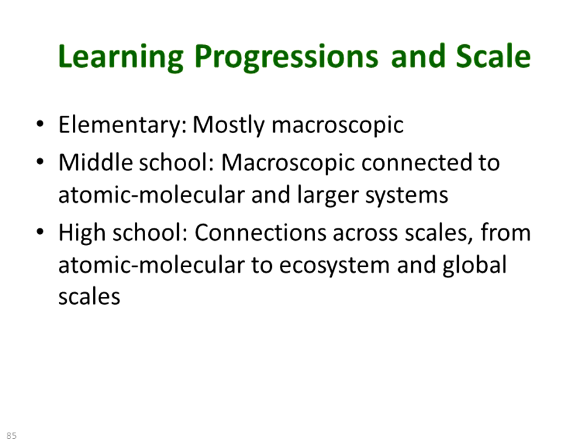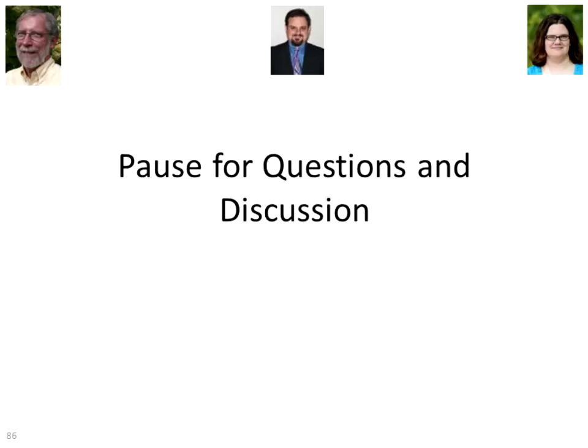Elementary students are going to reason mostly at the macroscopic scale, mostly about individual organisms, and we think it's not likely that they're going to move beyond that very much. At middle school, we hope to see students making connections between macroscopic scale individual organisms and the smaller scales, the cellular and the atomic molecular scale, and the larger systems like ecosystems. And by high school, we're hoping students can be fluent in making connections across scale and moving from atomic molecular to the ecosystem and global scales.